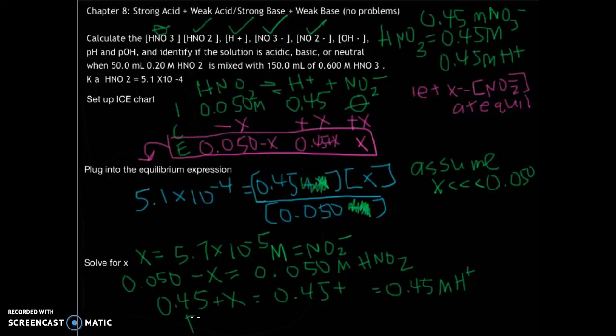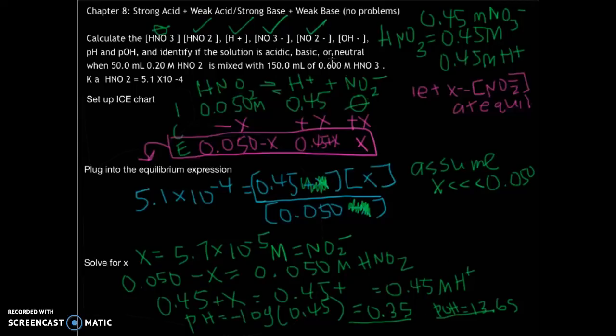How do you find pH? Well, pH is the negative log of H, so the negative log of 0.45. I haven't done this yet, I guess I should do that. The negative log of 0.45 is 0.35. It's 2 sig figs, right? So what is pOH? Well, pOH is 14 minus 0.35. So 14 minus 0.35 is 13.65 pOH. Oops, excuse me, sorry.